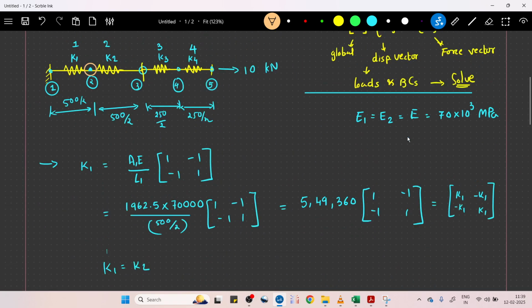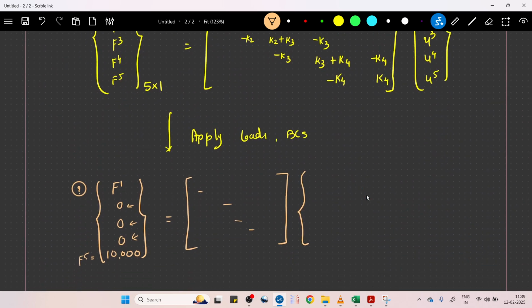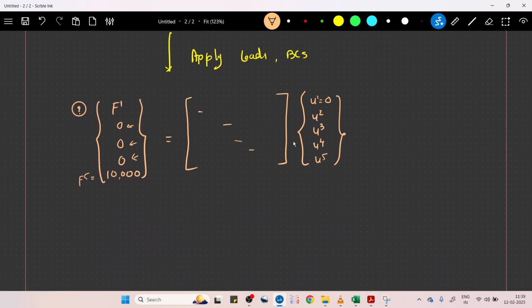As we said, node 1 is fixed, so u1 is going to be 0. The remaining nodes are all free, so all are unknown. So after applying loads and boundary conditions, this is our global system of equations.